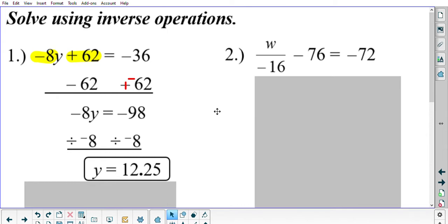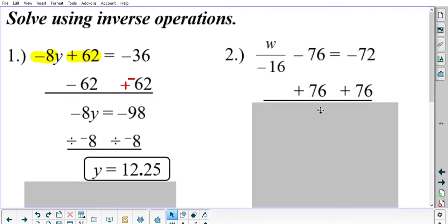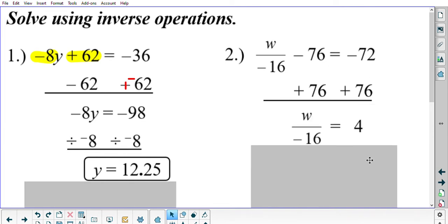All right, let's take a look at number 2. We have w over -16. That means divided by -16. Then it's subtracted by 76. So that's what's happening to the variable. Let's do the inverse operations in the order of SADMEP. The inverse of subtracting by 76 is adding by 76. We do that to both sides. This will give me +4 because -72 plus 76, you subtract in your head, gives you +4.